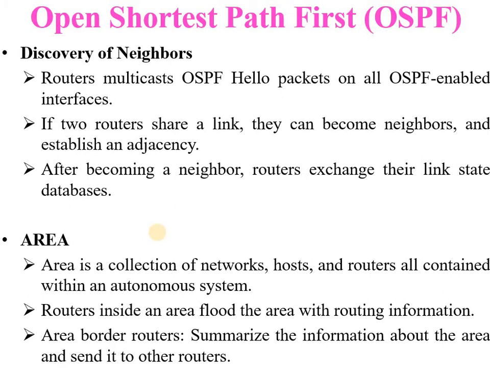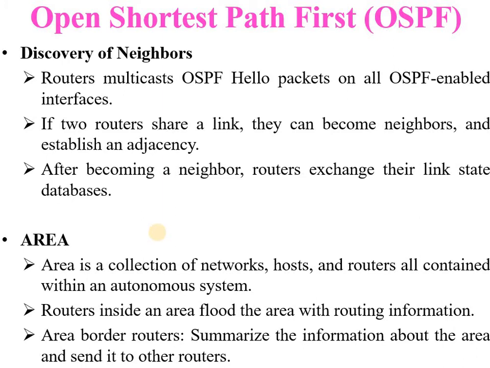So that whole box is called one area. Routers inside an area flood the area with routing information. Area borders. Now the next term is area border routers. So which router is called the area border router? It summarizes the information about the area and sends it to the other routers.